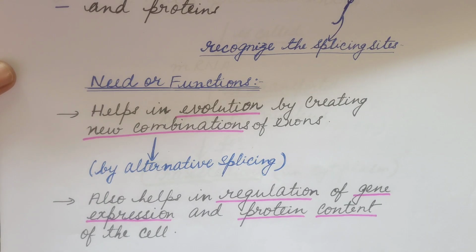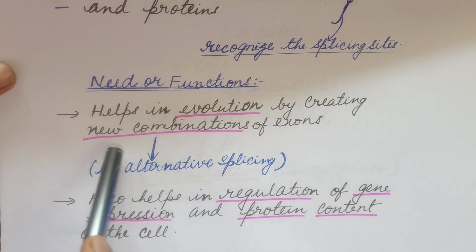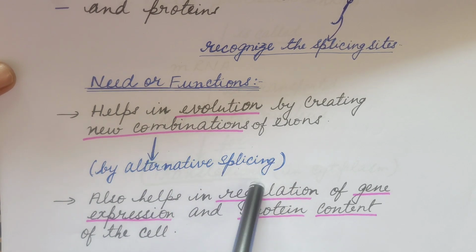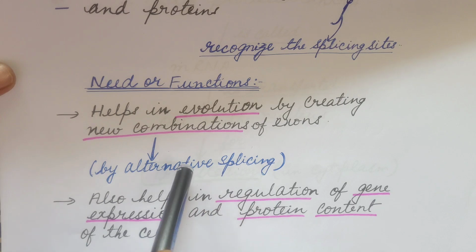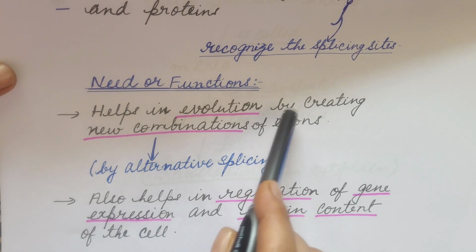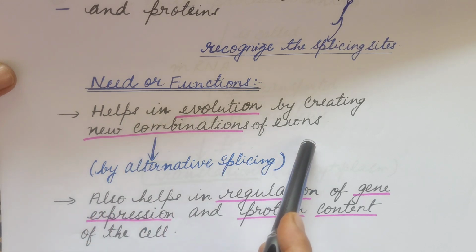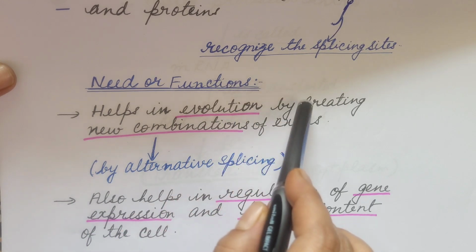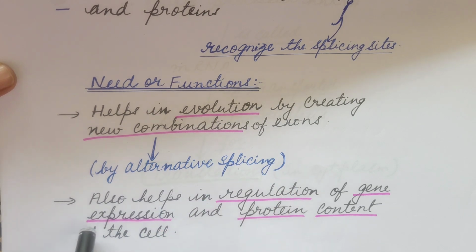Now, the need or functions of splicing. It helps in evolution by creating new combinations of exons by alternative splicing. So, by alternative splicing, splicing occurs in different manners. Hence, different combinations of exons are created, and this helps in the evolution of the organism. It also helps in regulation of gene expression and protein content of the cell.